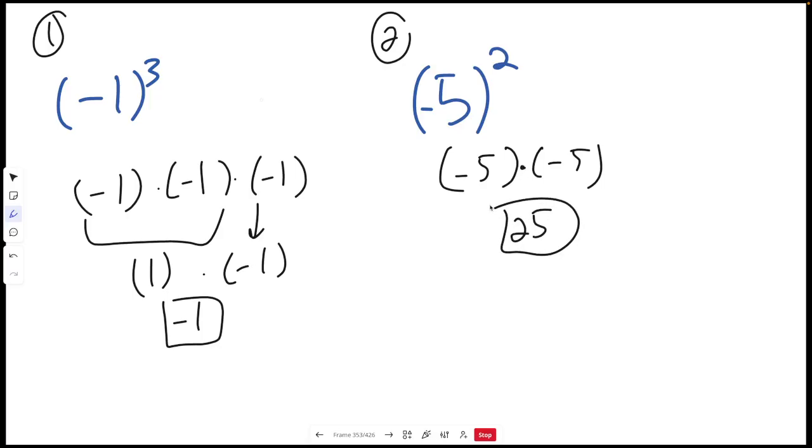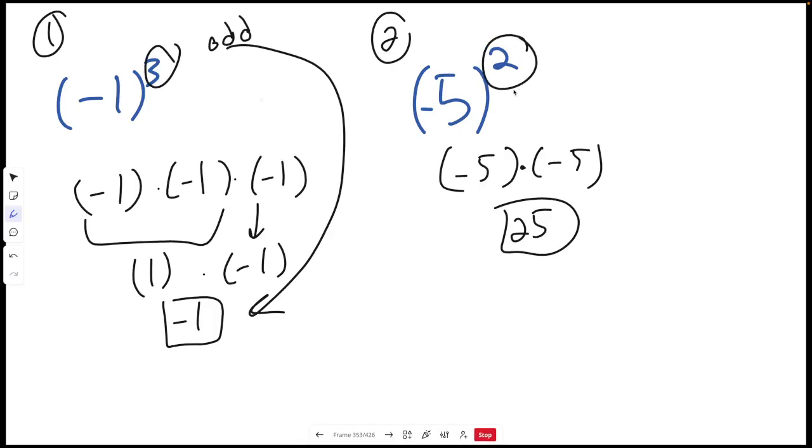What I want to point out here is that maybe you picked up on a pattern. If the exponent is an odd number, the answer will be a negative answer. If the exponent is an even number, then the answer will be a positive number. For those of you who want the patterns, you can always just multiply it out, but that's sort of a shortcut.